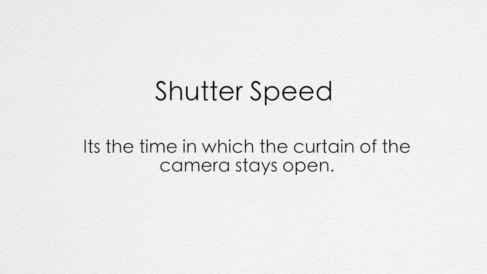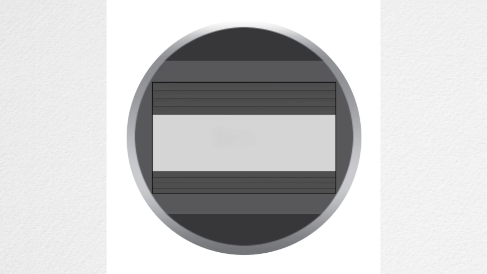Shutter speed. So what's shutter speed? It's the time in which the curtain of the camera stays open. As you can see here in this diagram, it's a diagram of the curtain that opens when you press the shutter button. That curtain opens just like a regular curtain in a window. It opens and exposes light into the sensor, which is what writes and creates the image.